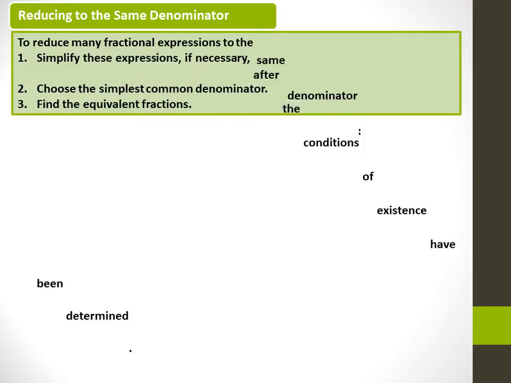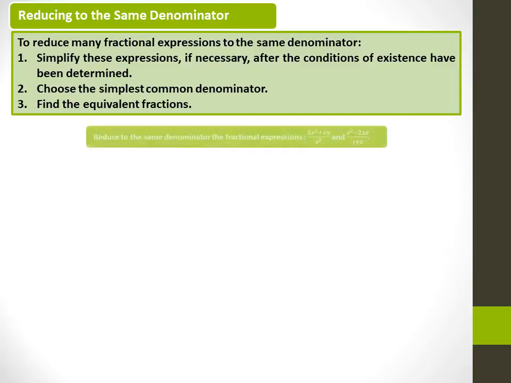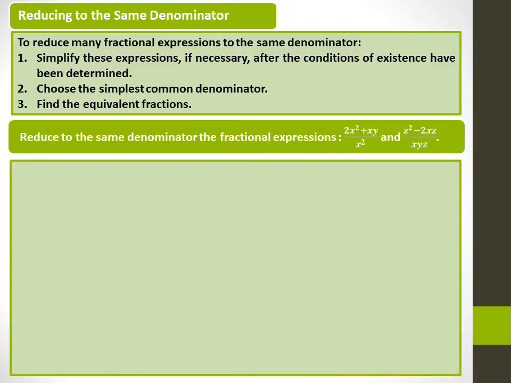Reducing to the same denominator. To reduce many fractional expressions to the same denominator: 1. Simplify these expressions, if necessary, after the conditions of existence have been determined. 2. Choose the simplest common denominator, and 3. Find the equivalent fractions. Reduce to the same denominator the fractional expressions (2x² + xy)/x² and (z² - 2xz)/(xyz).